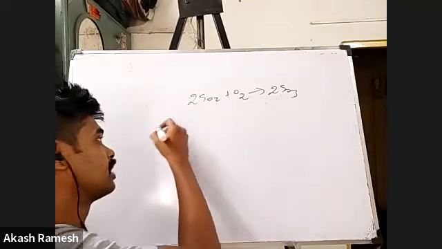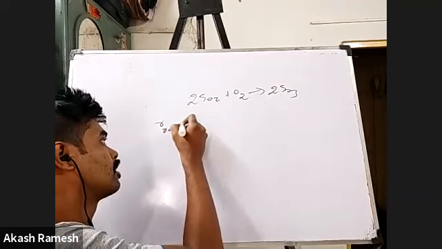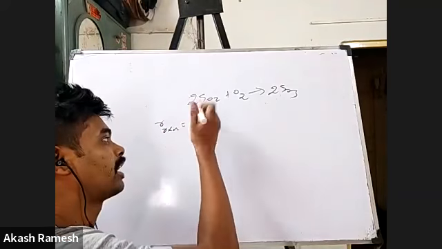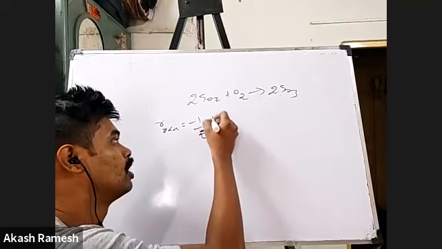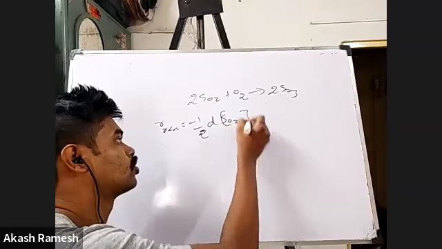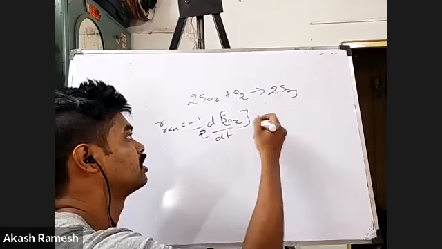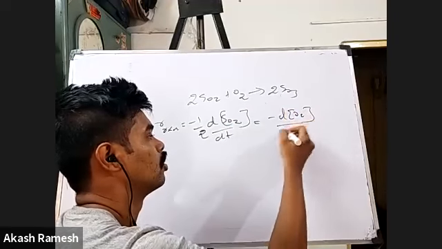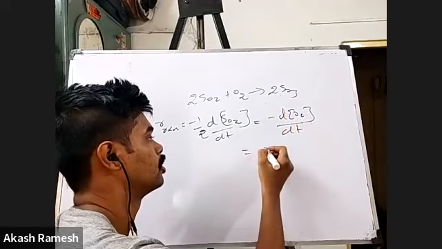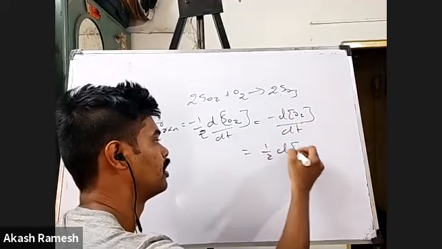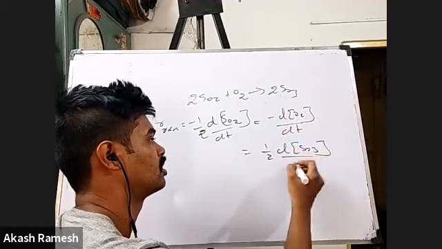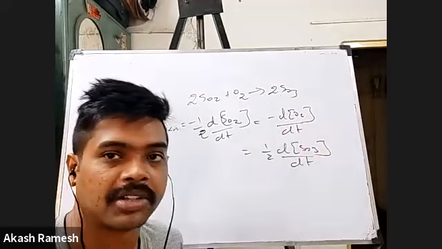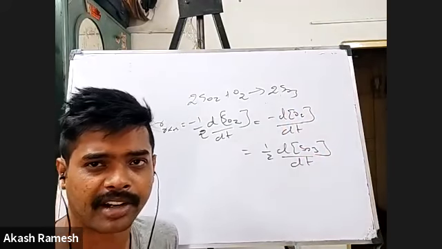Now, how will I write this equation? Rate of the overall reaction is equal to, can I write it like this? Minus 1 by 2 into d[SO2]/dt is equal to minus 1 by 1 d[O2]/dt is equal to plus 1 by 2 into d[SO3]/dt. This equation I can write, right?